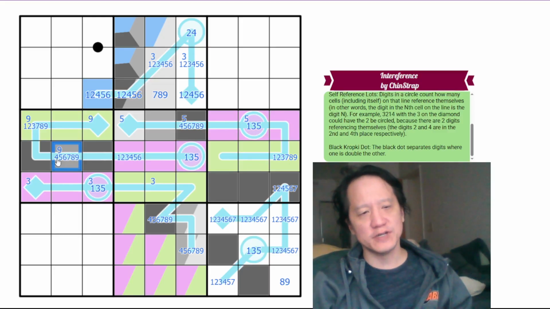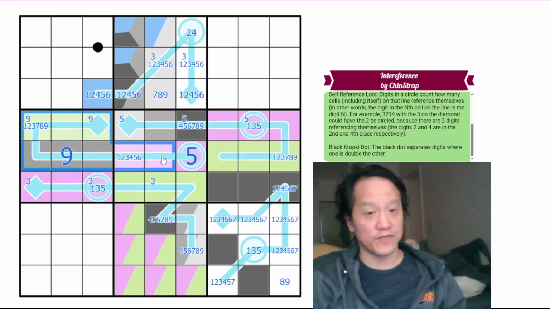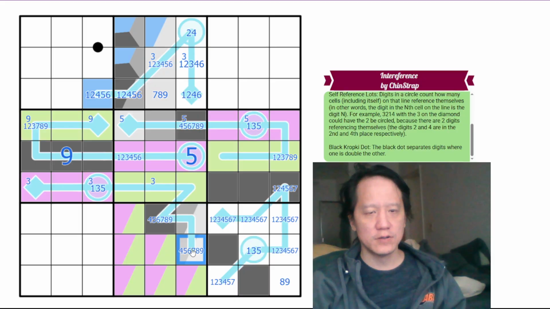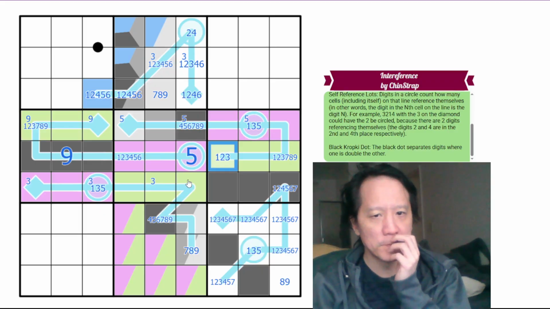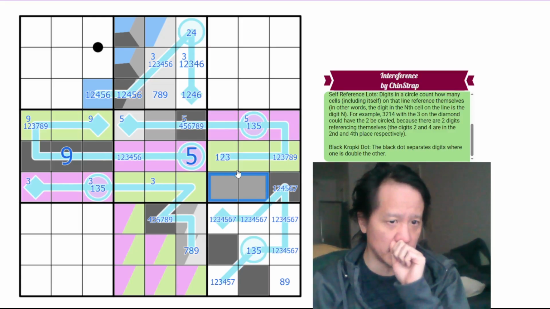Okay, so the only place where this is 9 in the darks is when this is 5. So this is 5, that's 9. There are 5 total self-referencing digits, and this 5 and 9 do not match. So 5 can't be here. 9 is in the darks. So that means this is 7, 8, or 9 here. 9's in the darks here, so that means this is 1, 2, 3. 9 has to be one of these two. We don't know which.